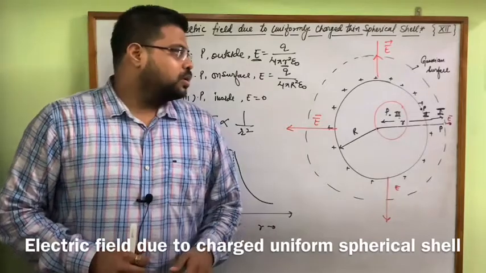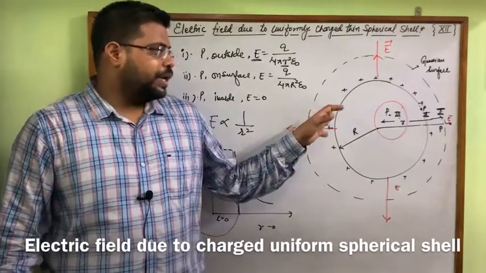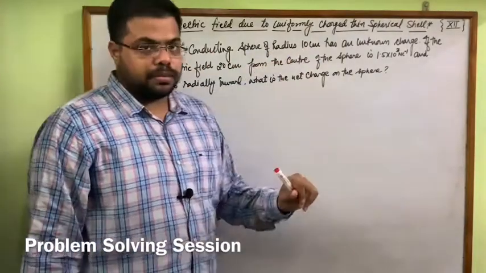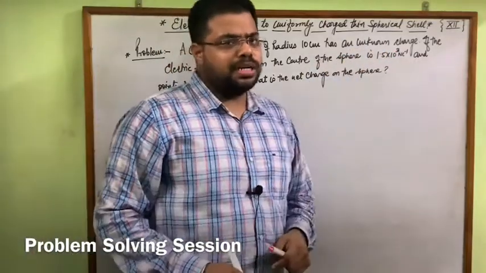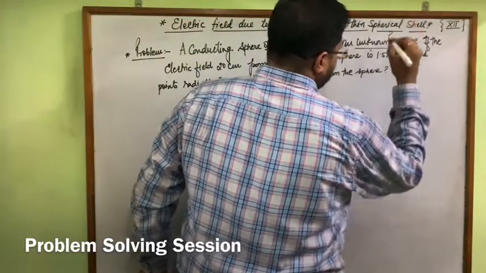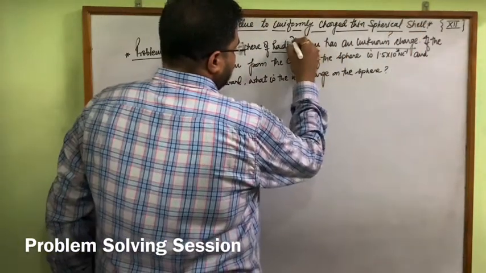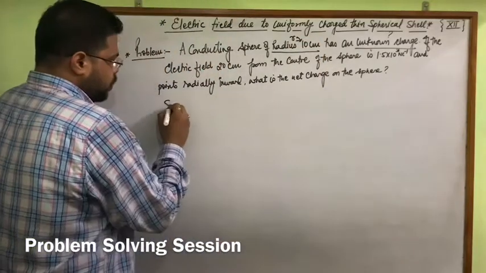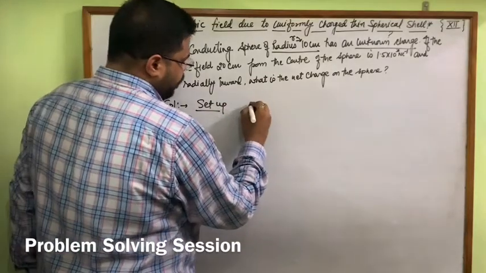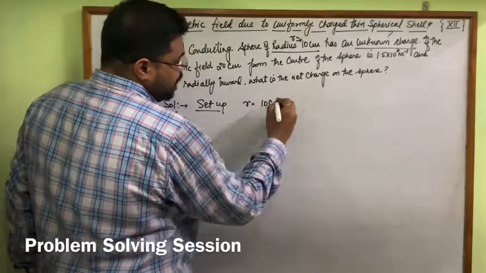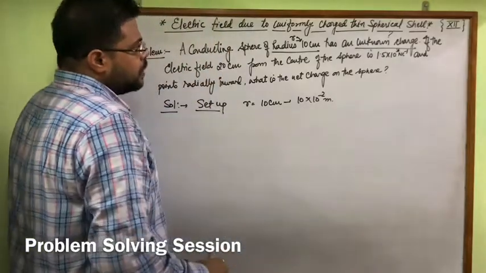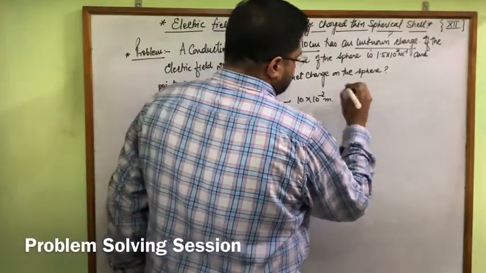Now the next section is the problem solving session. We are going to solve some numericals related to this application. A conducting sphere of radius 10 centimeter has an unknown charge, meaning the charge we don't know. So first of all, note it down in the setup part. The radius is 10 centimeter, which we change to SI: 10 into 10 raised to the power minus 2 meter. And the charge is unknown, so we give a question mark.